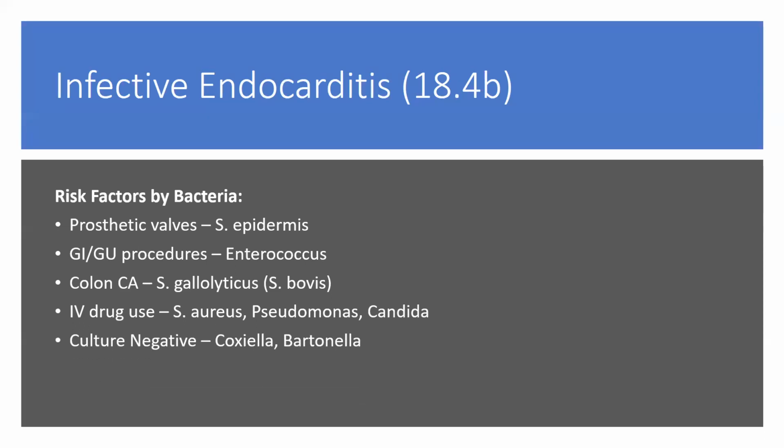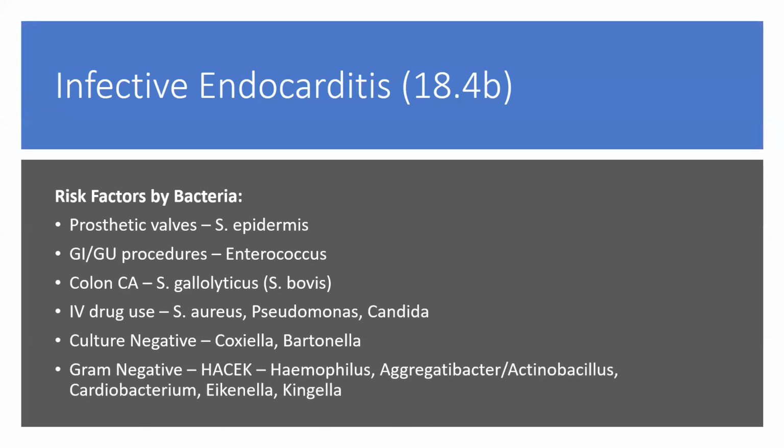If it's culture negative, Coxiella or Bartonella, that means if you cultured it and nothing grew out. And gram negative, your gram negative options are your HACEK, H-A-C-E-K, so Haemophilus, Actinobacillus, Cardiobacterium, Eikenella, or Kingella.